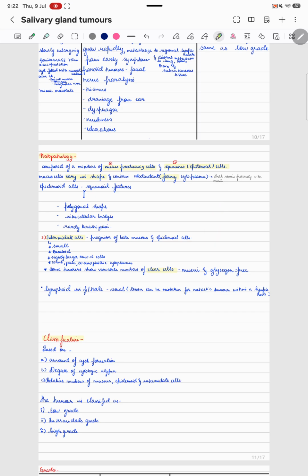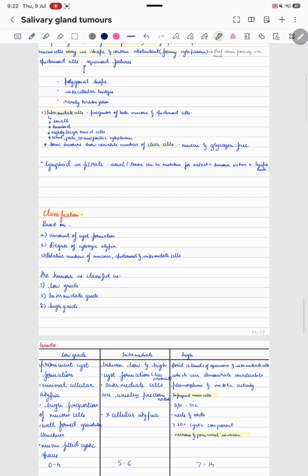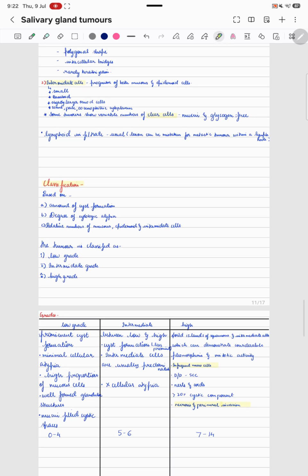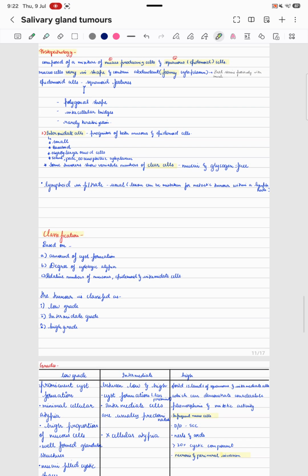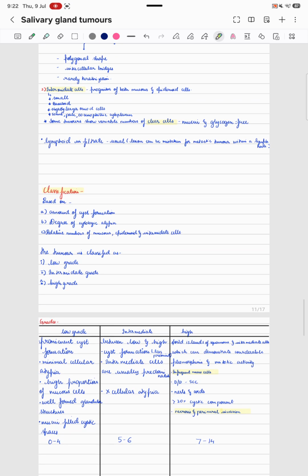Epidermoid cells have squamoid features. So epidermoid cells resemble the squamous cells. They are polygonal in shape with intercellular bridges, and rarely they show keratinization. Okay, so we talked about mucus cells and epidermoid cells. Mucus cells have a foamy cytoplasm and they vary in shape. And your epidermoid cells resemble your squamous cells and they have polygonal shape, intercellular bridges, and rarely keratinization.